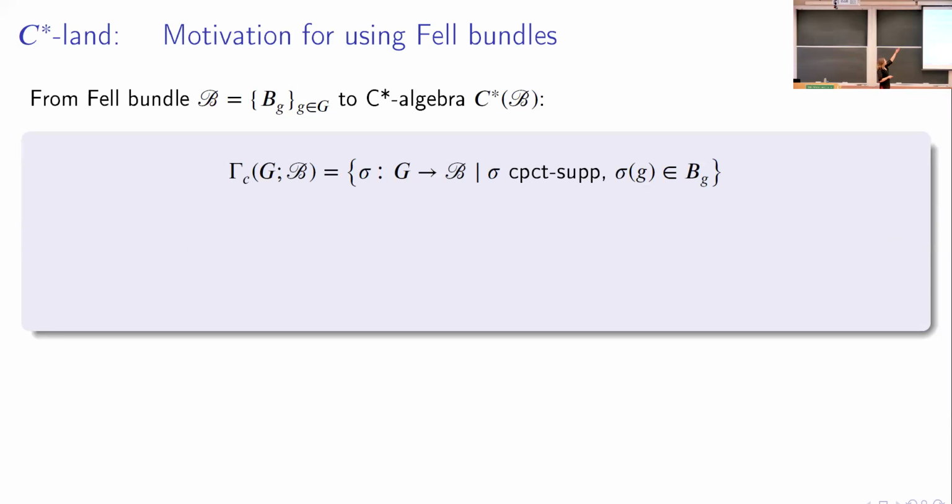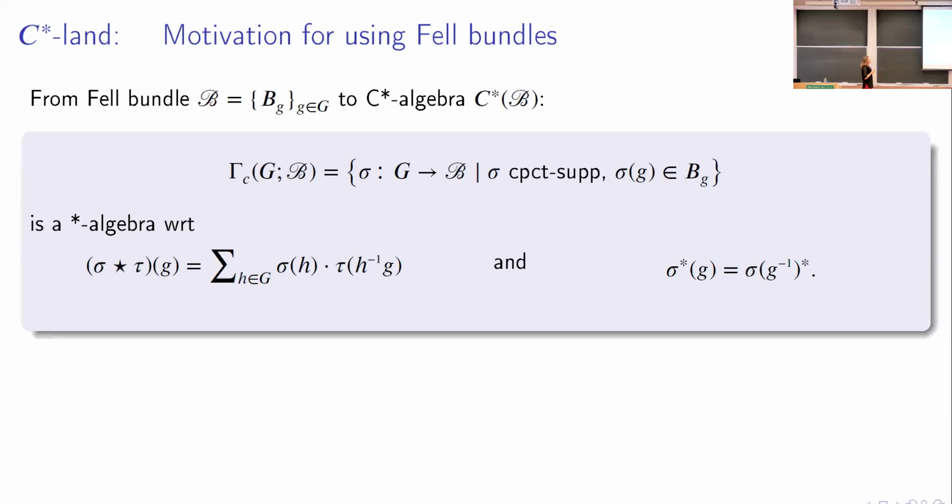Okay, so if I start with a Fell bundle, I can actually build a C-star algebra out of that. And we do that very similarly to how we have seen earlier how to make a groupoid C-star algebra. So I start with the compactly supported continuous sections of my groupoid into my Fell bundle. So whenever I feed it an element in G, I want to land in the fiber over G. And I give this a convolution product and an involution.